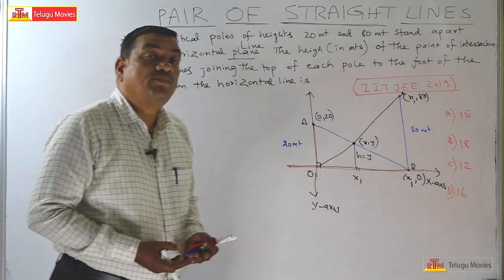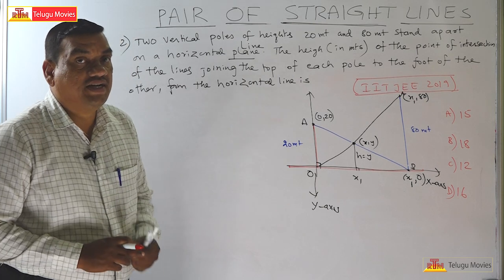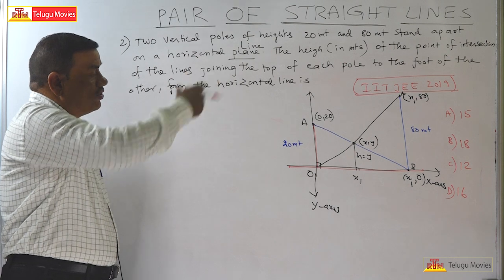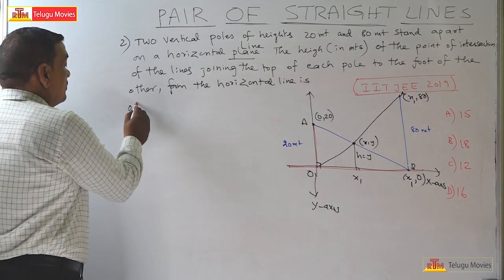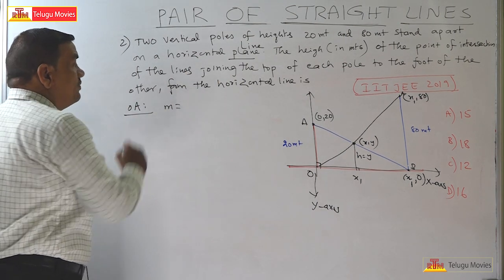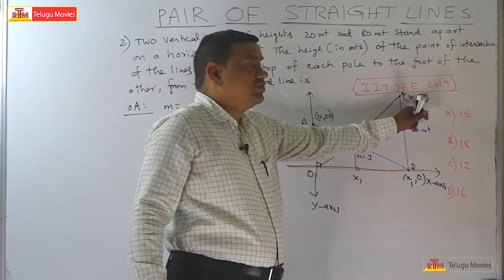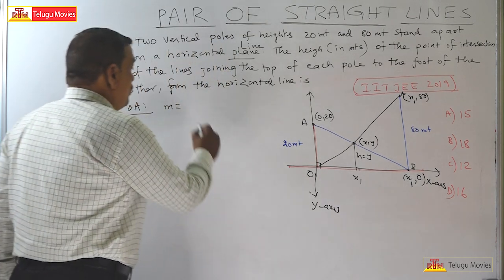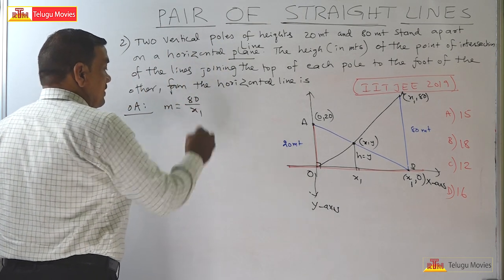Out of that, in the point of intersection, the y coordinate is nothing but your height. So first I will find the equation of OA. What is the slope of the line OA? Slope of the line is equal to (y2 minus y1) by (x2 minus x1), that is equal to 80 by x1.